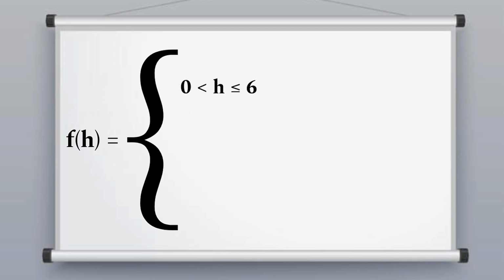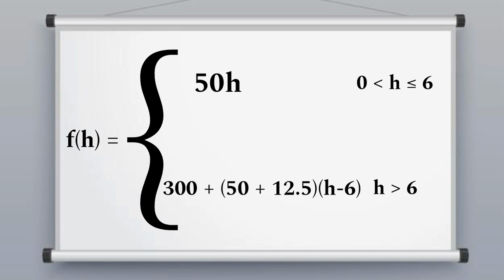H is greater than 0 but less than or equal to 6, and H is greater than 6. Step 2. Expressions in each interval. Understand the expressions that define the function in each interval. For H is greater than 0 but less than or equal to 6, the function is 50 multiplied by H. And for H is greater than 6, the function is 300 plus (50 plus 12.5) multiplied by (H minus 6).